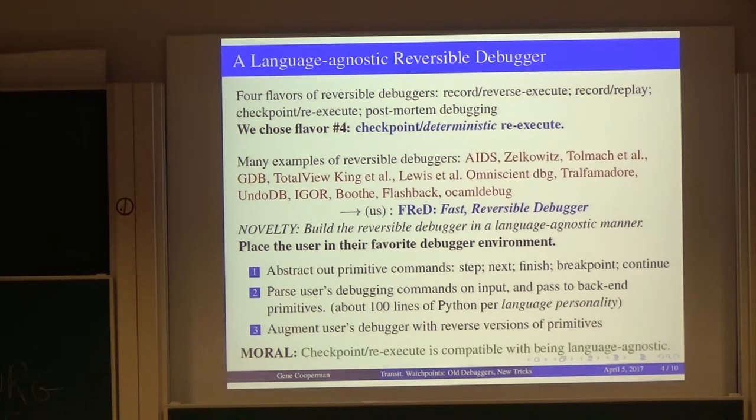In the literature, there are four flavors of reversible debuggers right now. We don't have time for a survey, but I think the names give you something of the idea. So for example, GDB would use record, reverse-execute. In our case, we're using the checkpoint re-execute version, or actually checkpoint deterministic re-execute. Our reversible debugger, we call it FRED, fast reversible debugger. In any case, the main point is we're going to build this as an overlay on top of the application process and on top of the debugger itself.